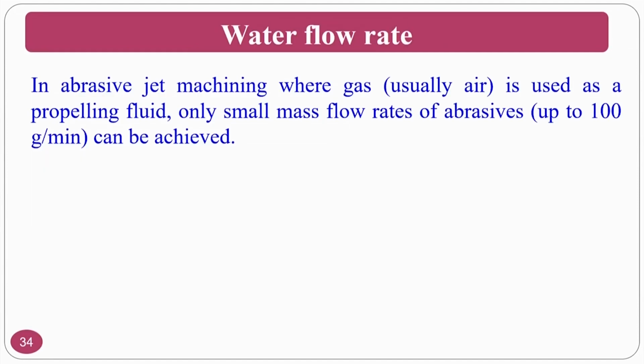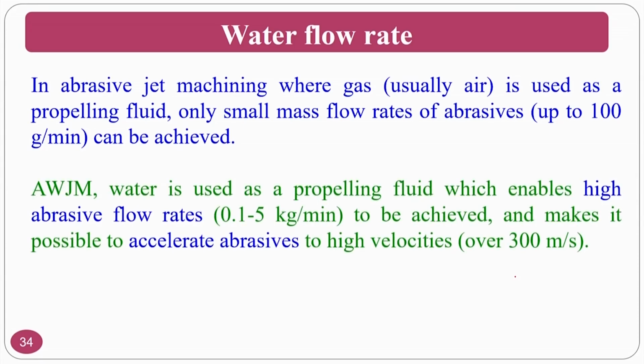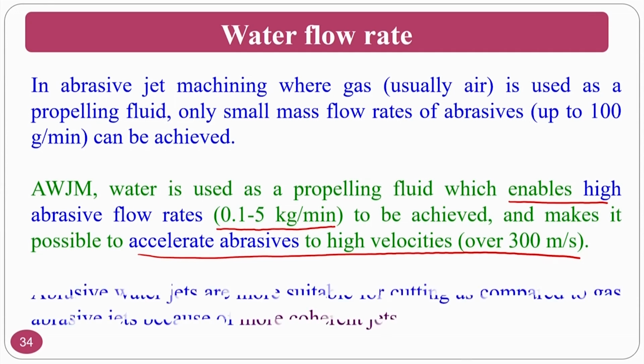In abrasive jet machining, gas is used as the propelling fluid, whereas in abrasive water jet machining you have water. Normally water enables a high abrasive flow rate, normally 0.125 kg per minute, which is a very high value, and it is possible to accelerate the abrasive to velocities over 300 meters per second. At that velocity, it can cut materials like stainless steel, aluminum, and even glass and other brittle materials.